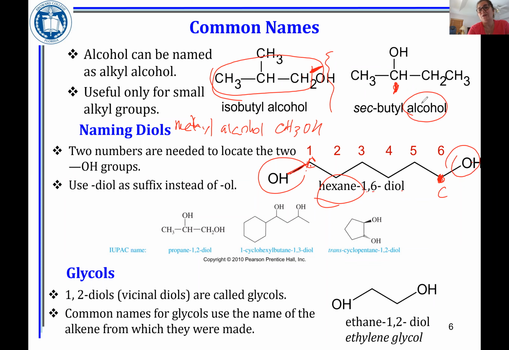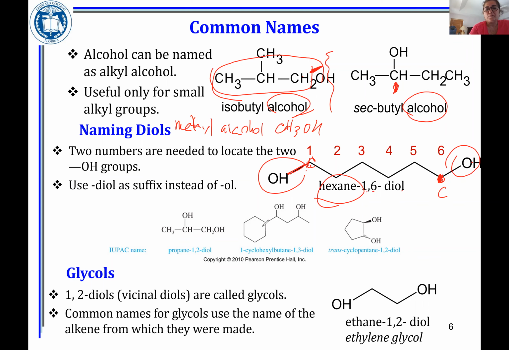So if you see this alcohol extension or suffix, that means that you are dealing with a common name, not the IUPAC name. In the IUPAC name, your molecule ends up with -OL, or diol if you have more than 1 OH group.